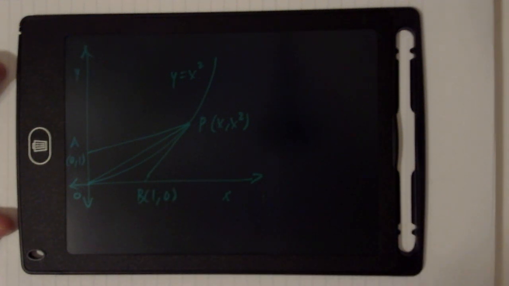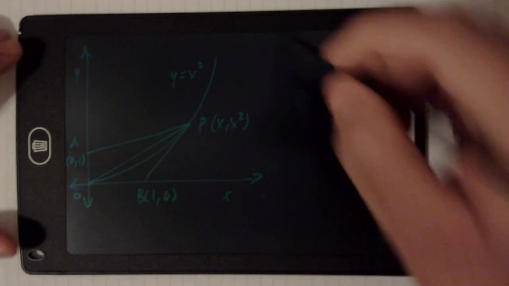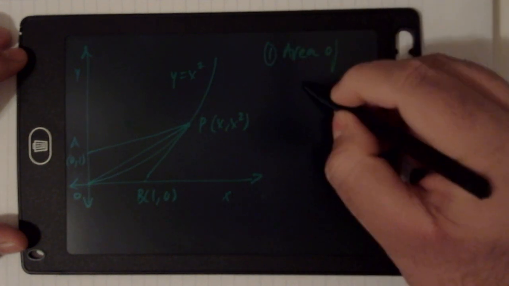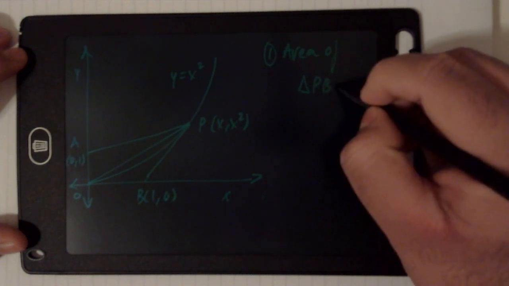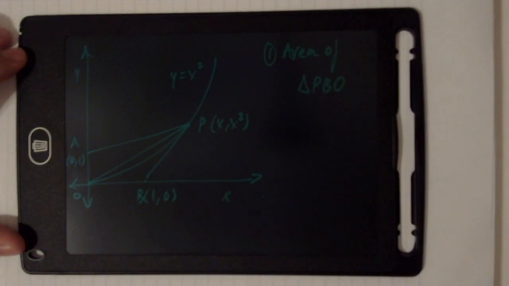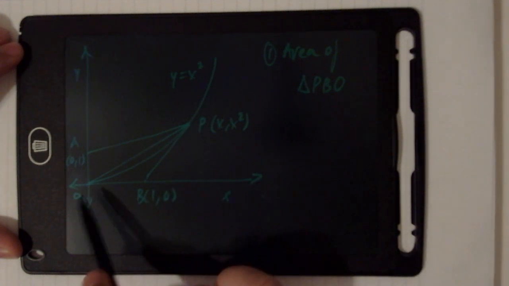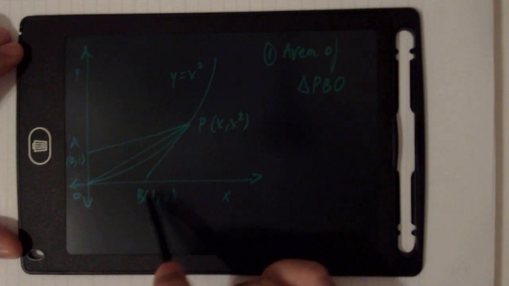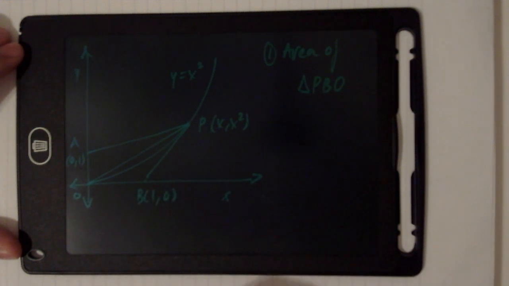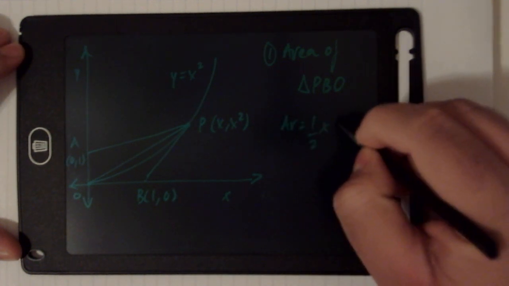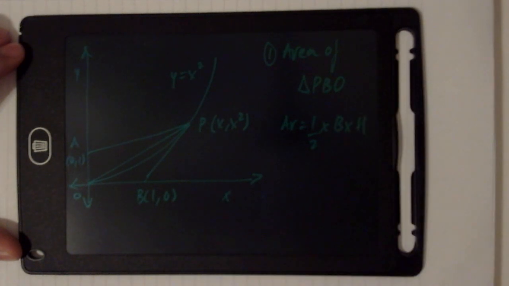So what we want to do is we want a couple of things from this figure. The first thing we want is the area of the triangle PBO. So the triangle that we're talking about is this one, P, B, and O, the origin. So it's this kind of slanting triangle. So recall the formula for the area of a triangle. And what's the formula for that? It's a half times base times height.